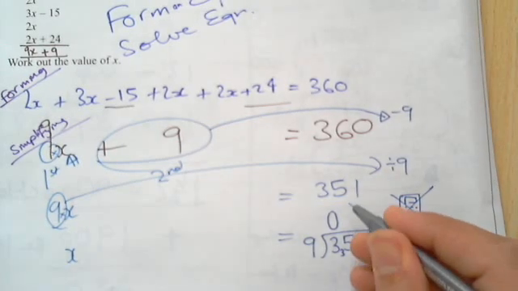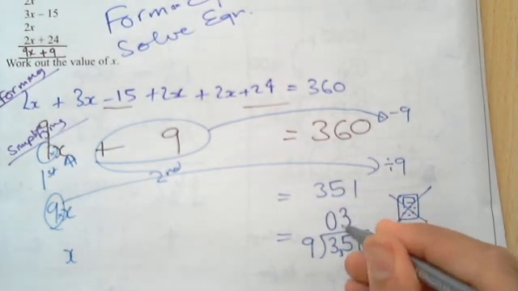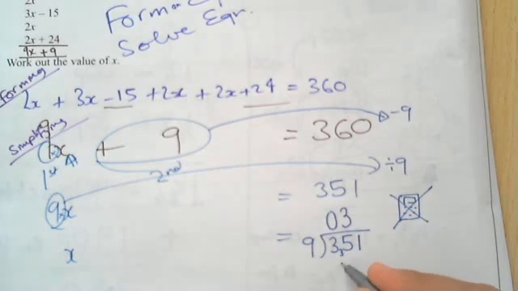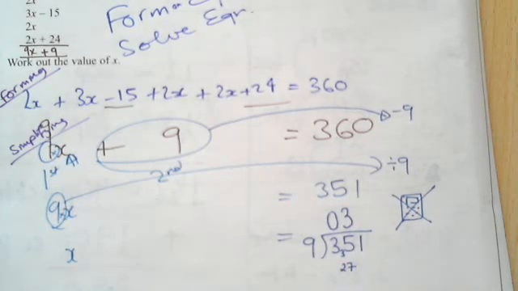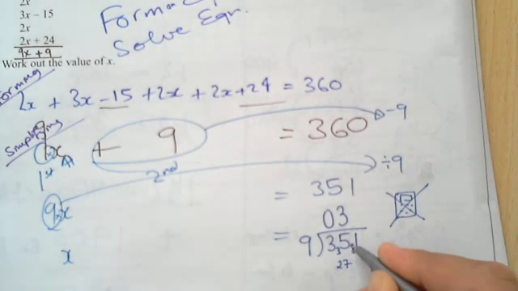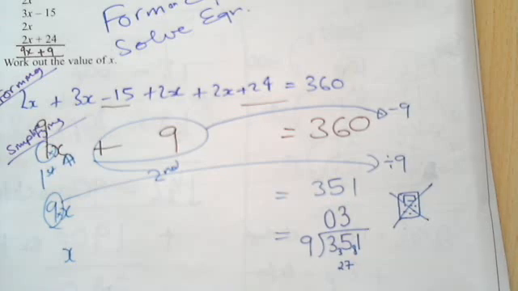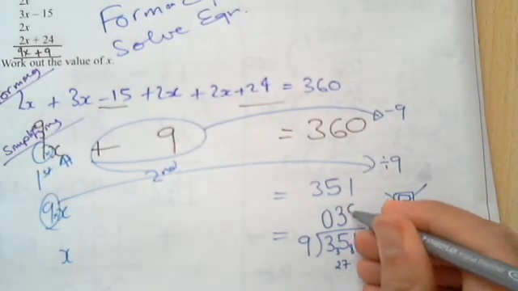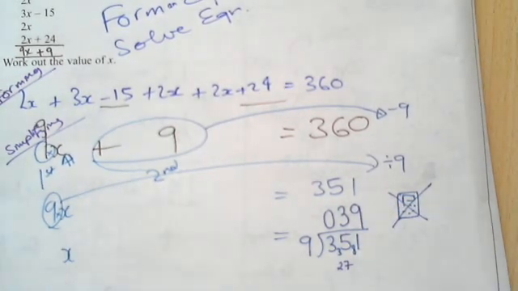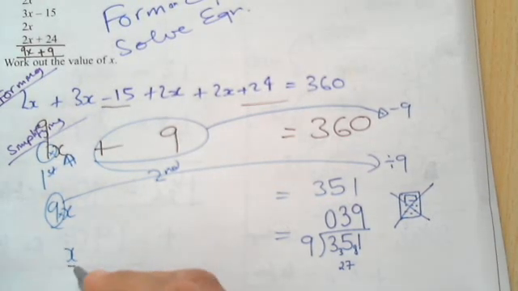So it has to be 3. 9 times 3 will give you 27. So we need to work out how much remainder we have between 27 and 35, and that will give you 8. How many 9s go into 81? That is 9. So we have now worked out the value of x.